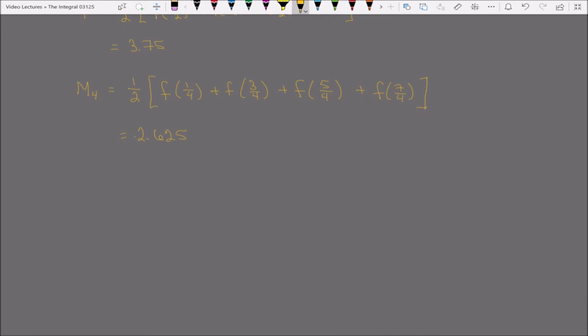All right, and finally we'll calculate L4. That's 1/2 times f of 0 plus f of a half plus f of 1 plus f of 3 halves. And that is going to equal 1.75. What we will now do is take that function over 0 to 2 and calculate the actual area.